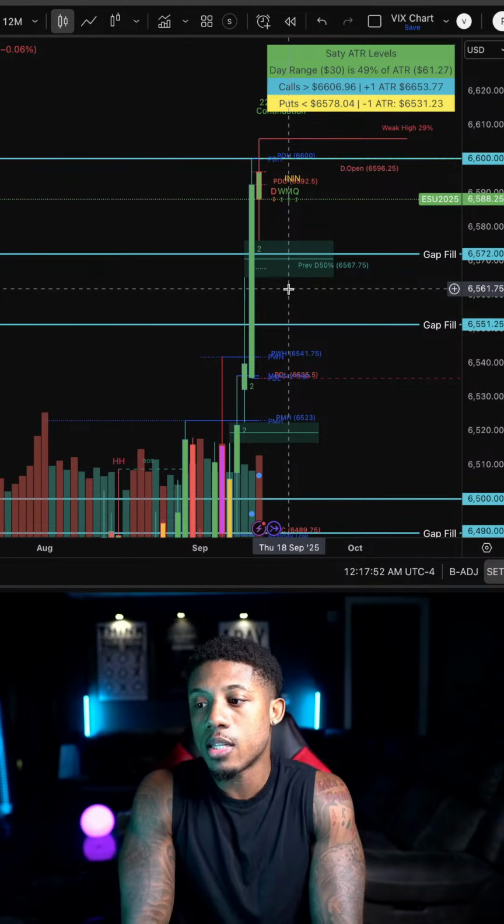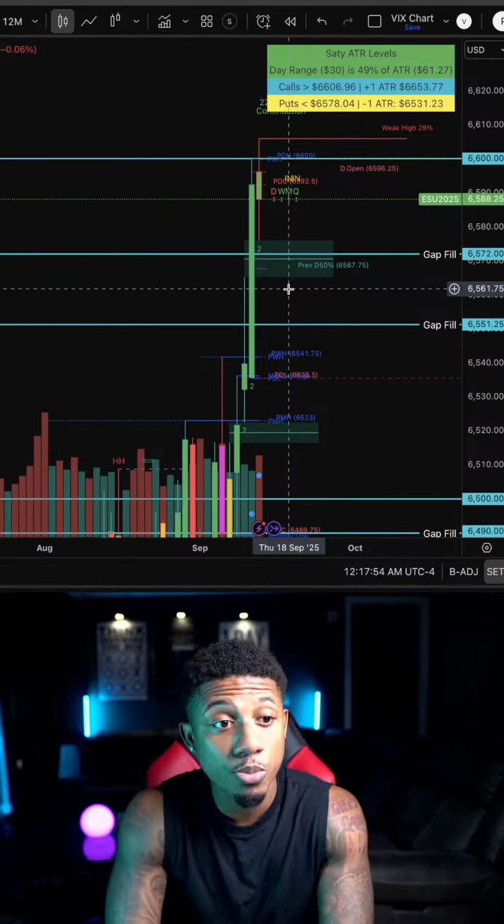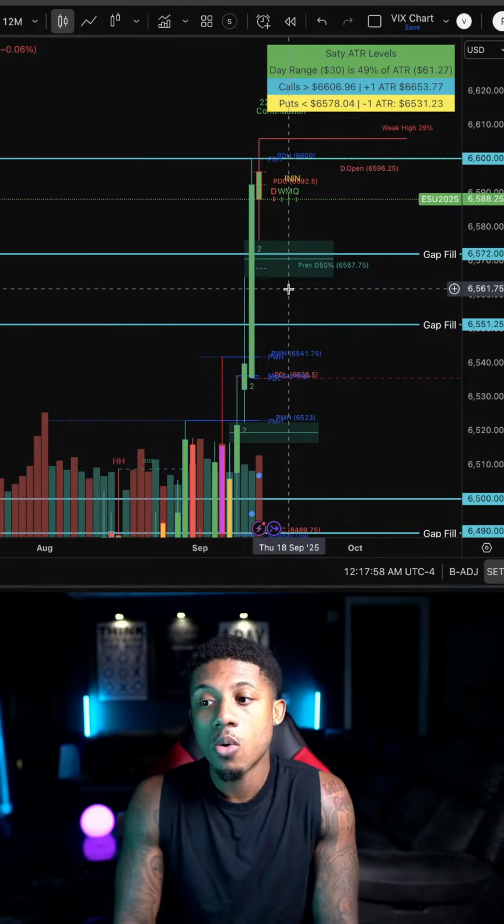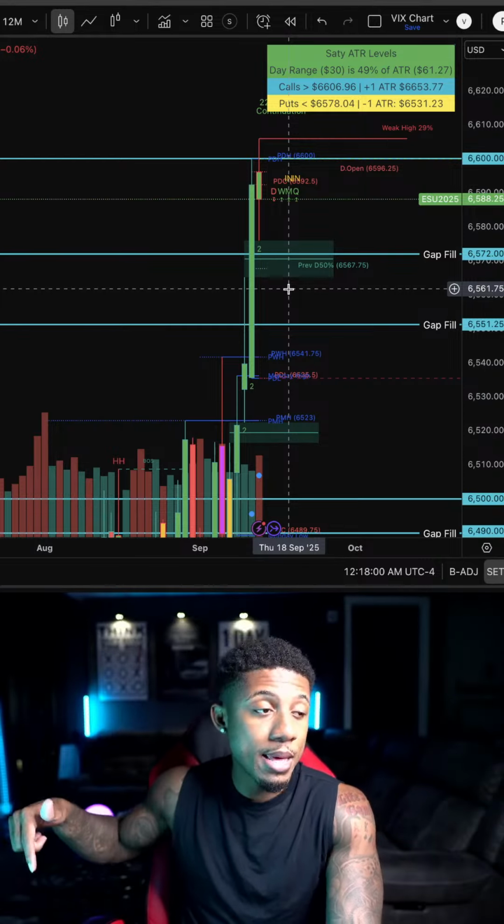Love that you use Sadie ATR levels. I love his tools. Yes, his tools are pretty fire. Shout out to Sadie.